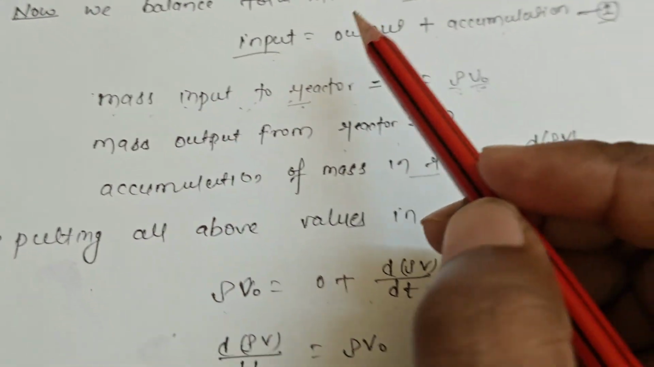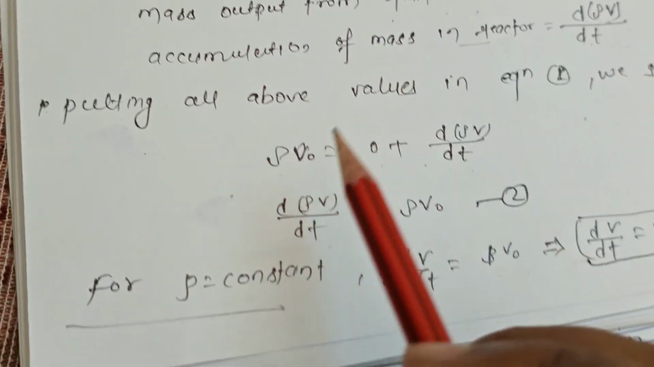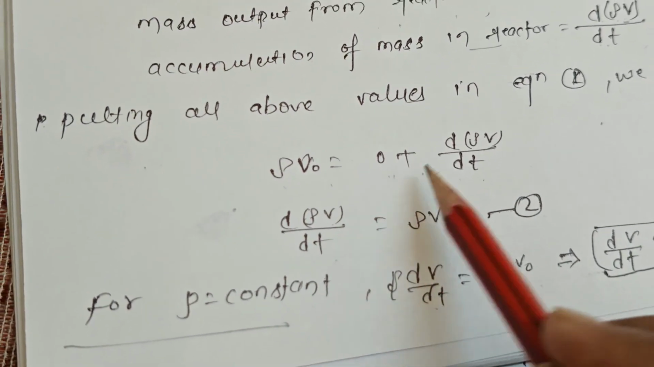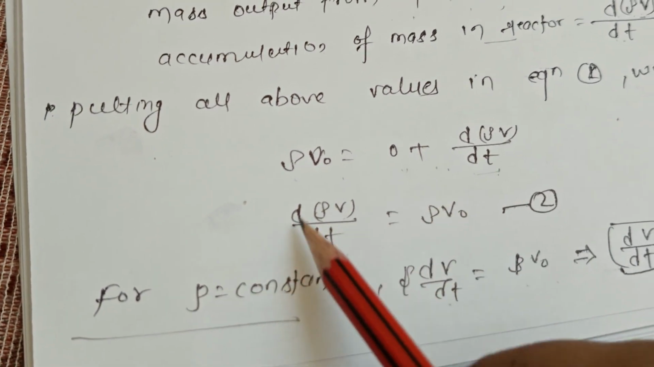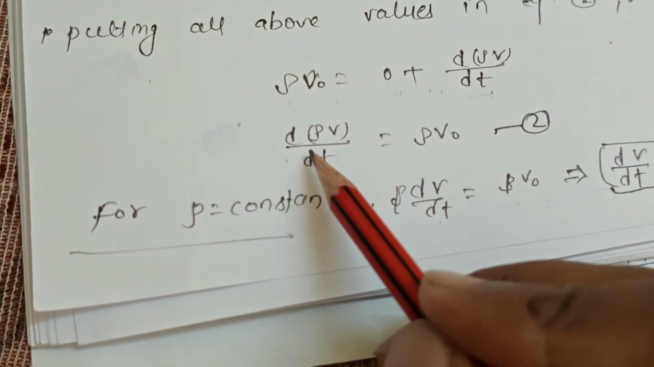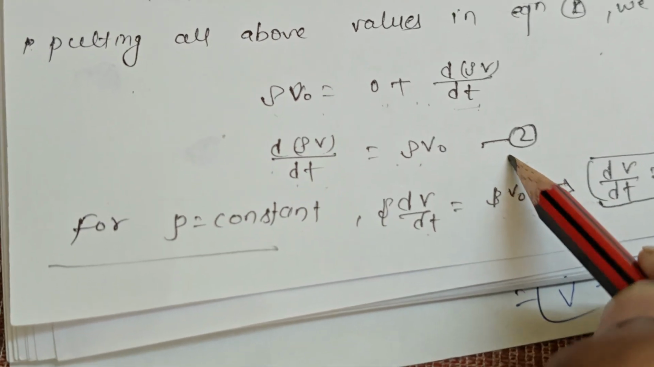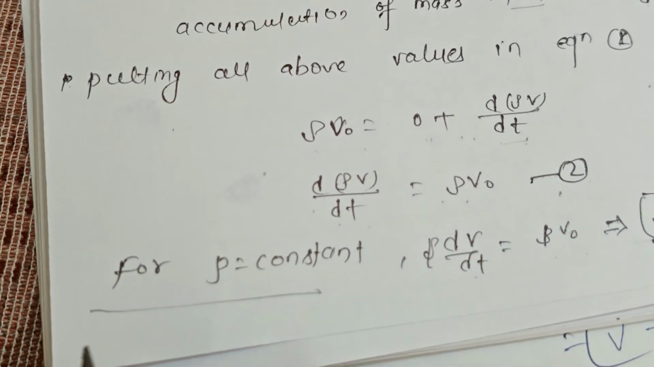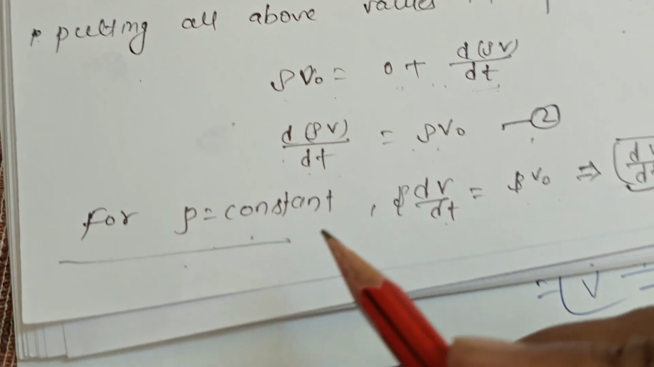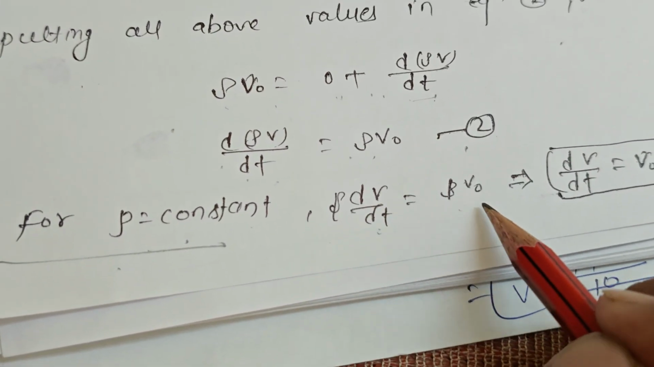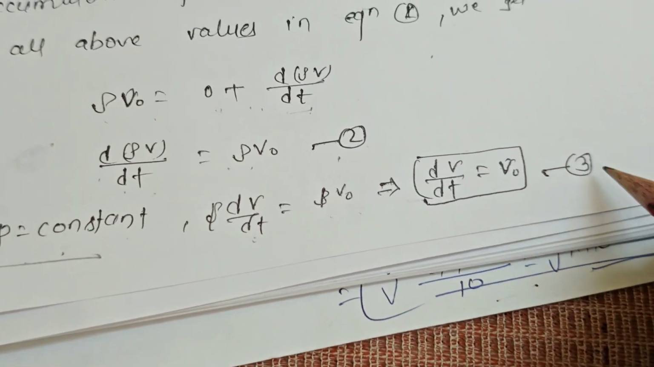Putting all these values in equation 1, we get rho v naught is equal to 0 plus d rho v upon dt. Just rearranging, we get d rho v upon dt is equal to rho v naught. This is equation 2. Now if we take rho is equal to constant, then equation 2 becomes dv by dt is equal to v naught. Say this is equation 3.